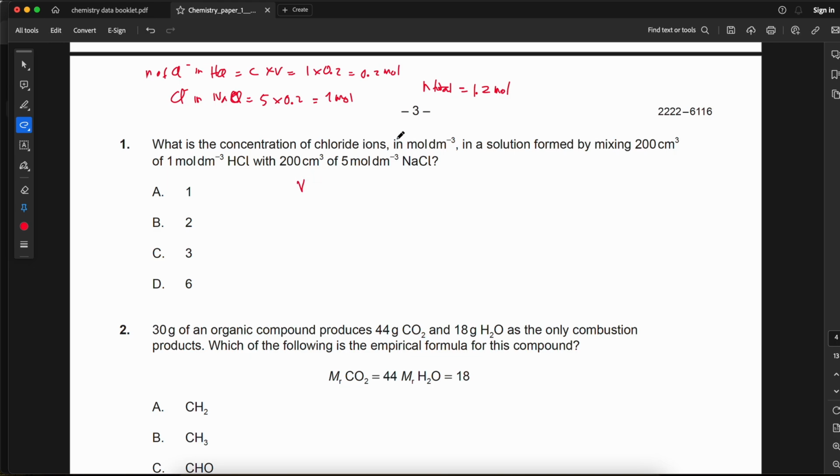So for V total, I will just write down here. V total is 400 centimeter cube, which is 0.4 decimeter cube. So for concentration, that would be N total divided by V total, which is 1.2 divided by 0.4. It's 3 mole per decimeter cube.